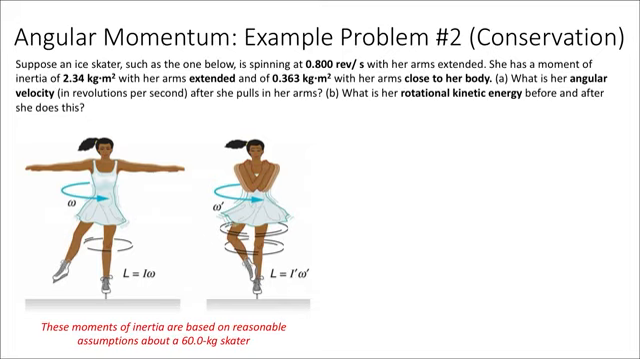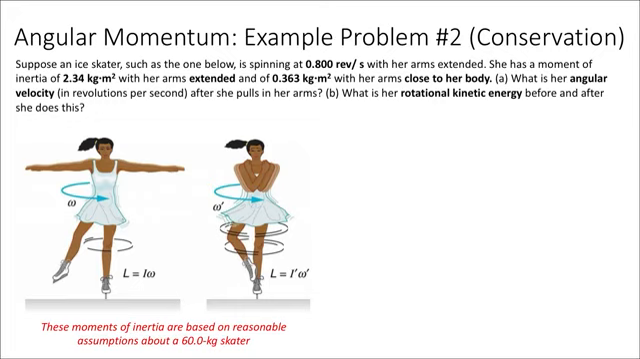Because moment of inertia is a measurement of how far from the center the object's mass is distributed. And so when the ice skater brings her arms in closer to her center, she is distributing her body's mass closer to her center. And so the moment of inertia will decrease. Let's solve for her angular velocity then after she pulls in her arms. And we'll also solve for her rotational kinetic energy before and after bringing her arms in.